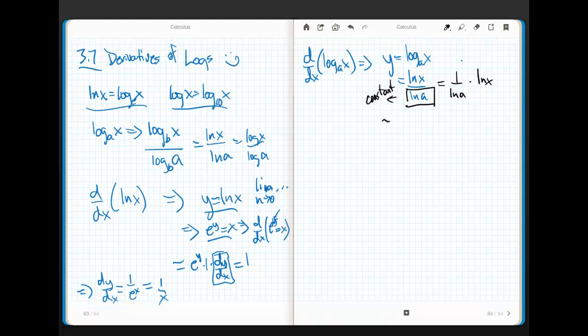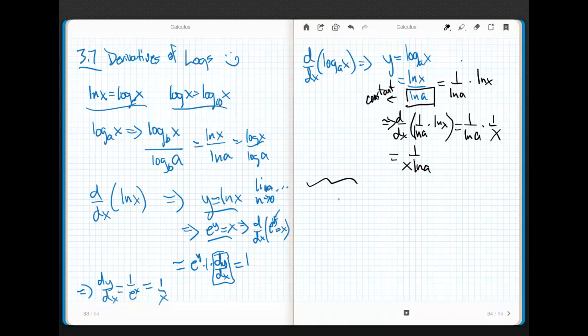I've just done algebra. Well, this implies that if I take the derivative of this, d over dx of 1 over ln a times ln x, the constant is just along for the ride, right? It's just right there. I'm not going to use product rule. That would be silly. Times, hey, look at that, 1 over x. Isn't that awesome? So the derivative of log base a of x is 1 over ln a times 1 over x, which if we want to clean it up algebraically, is just 1 over x ln a.